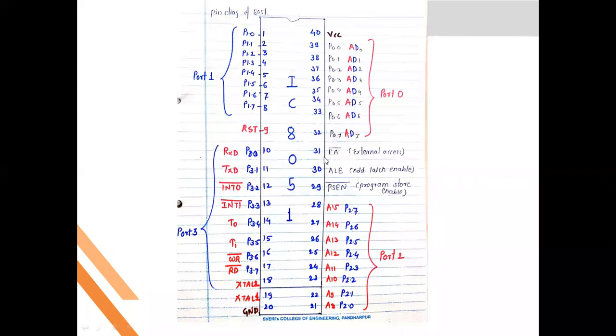Okay, now next, EA and PSEN. EA bar means external access. PSEN bar means program store enable. Now see these two signals, pin number 31 and pin number 29. These two signals are active high or active low? Now you tell me. 31 and 29, active high or active low? Active low. These pins are active low.